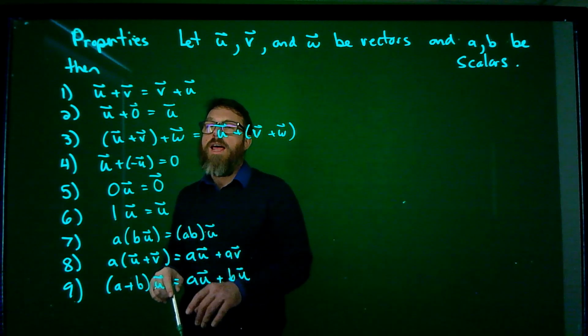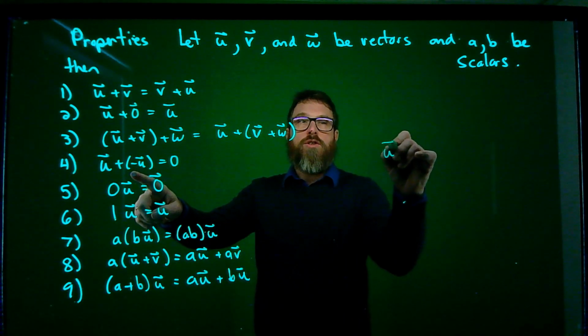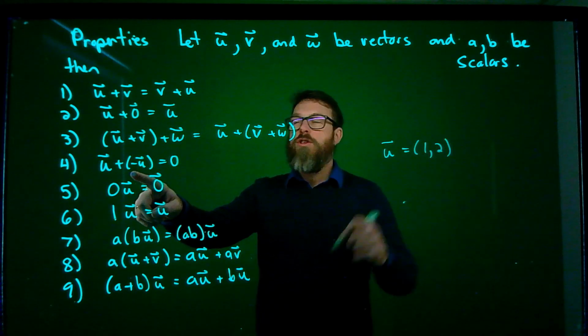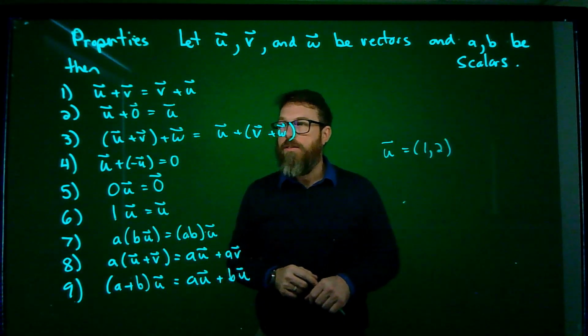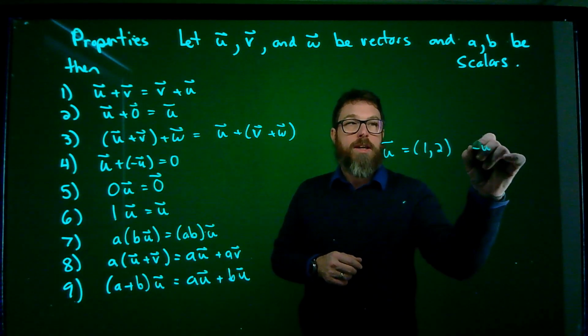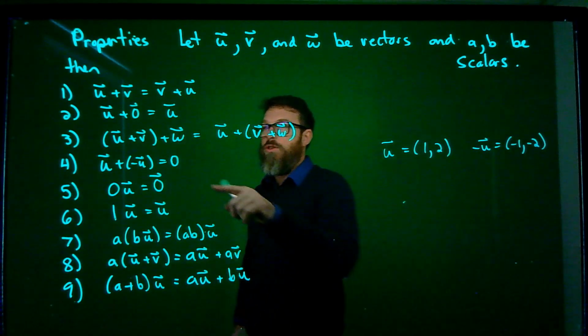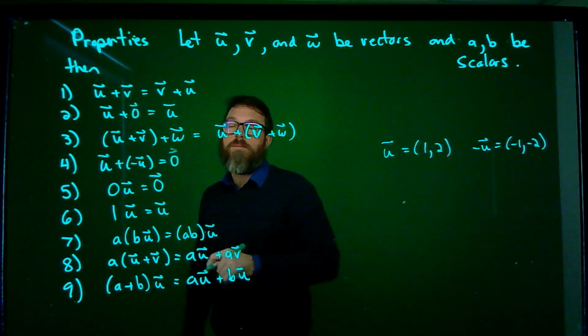It also says that it has an additive inverse. So what this one says is if I have a vector u, which is going to be, say, 1 comma 2, well, there exists a negative u, which would just be the opposites of these things. So negative u would just be negative 1, negative 2. And if you add these two vectors, you're going to get the 0 vector.